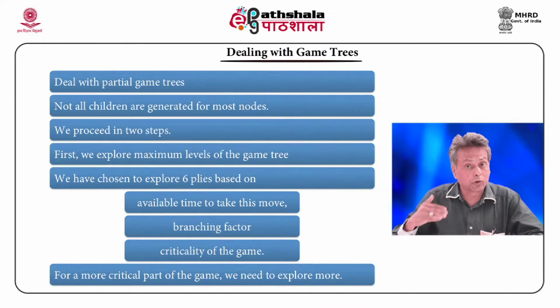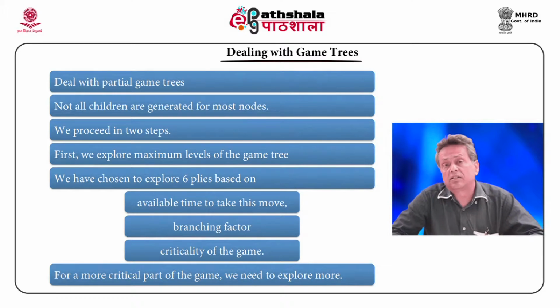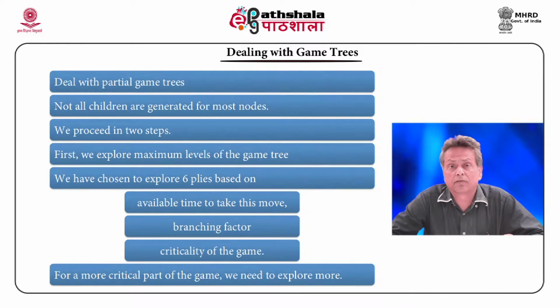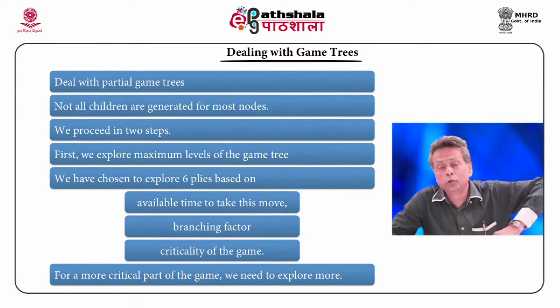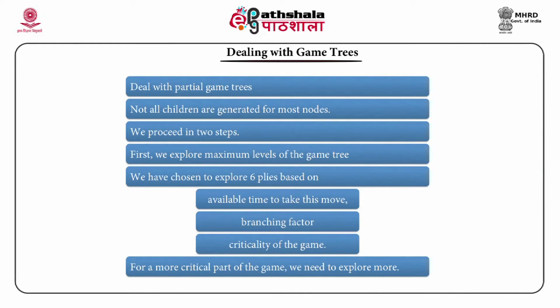And remember, we have chosen 6 plies in our example based on many things. The time is one, the branching factor of the tree is another. For example, in the case of chess, the branching factor is huge, 35. So exploring the next ply will require almost 35 times more than the current ply. So it's a huge amount of time that is required. But remember, one of the parameters of exploration is the criticality of the game.